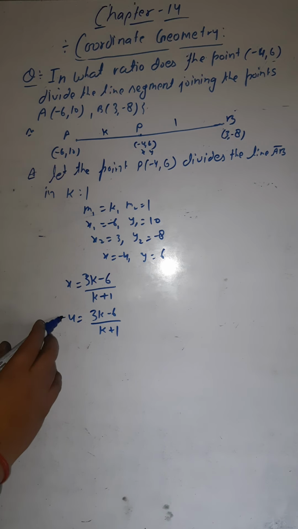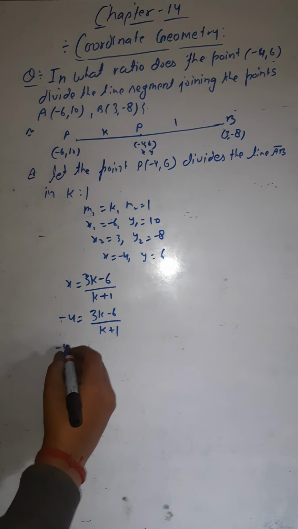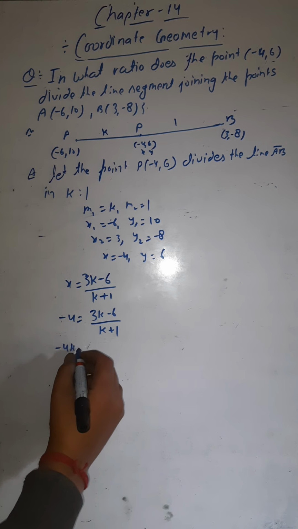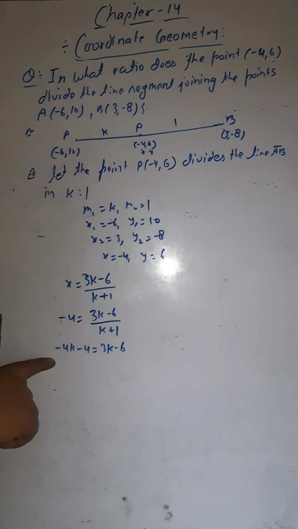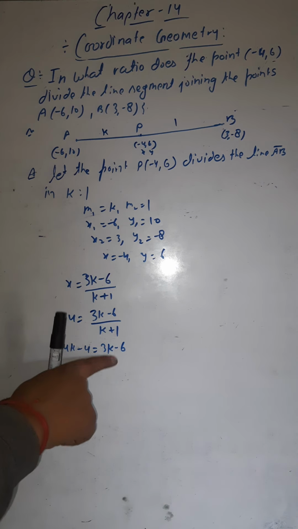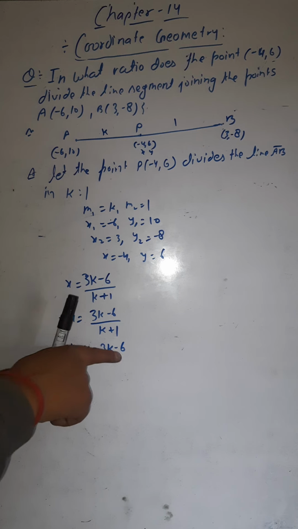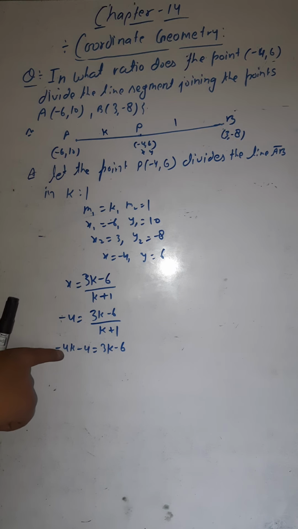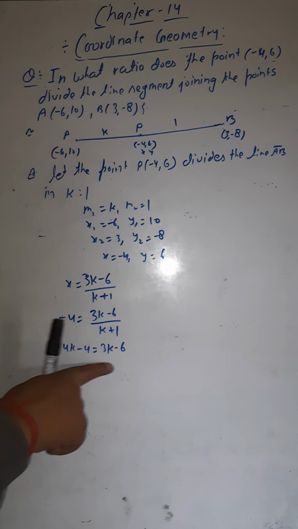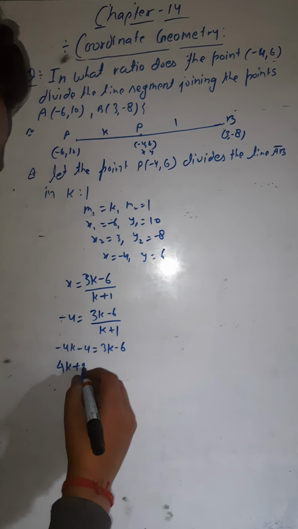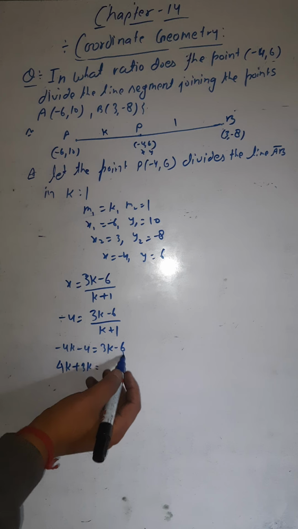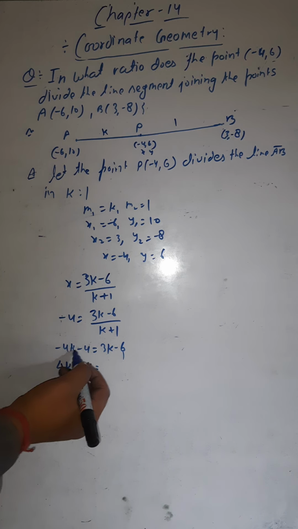If you cross multiply, it would be -4K minus 4 equals 3K minus 6. So -4K goes to the other side and -6 comes here. Minus 6 becomes plus 6, and minus 4K becomes plus 4K. So it is 4K plus 3K, which equals minus 6 coming here, now plus 6.